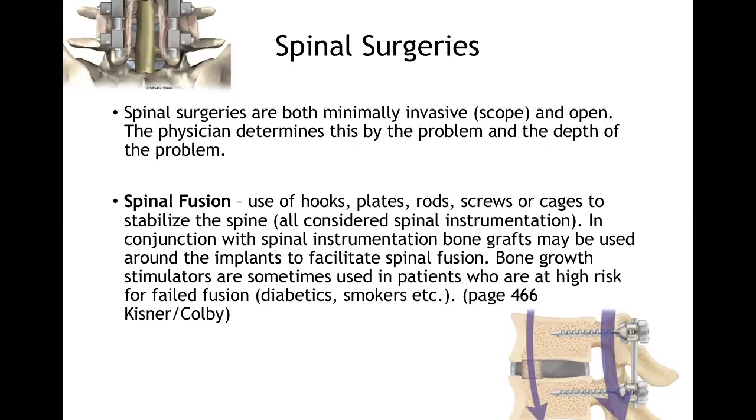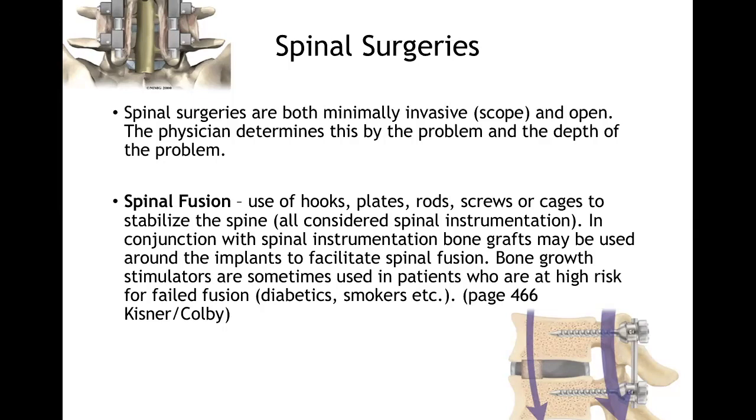So the physician really is the one that determines what technique they're going to use, whether it be an arthroscope or an open procedure, based off of the patient's pathology and the extent of the problem. Spinal fusion is fusing of the spine by using those hooks, plates, rods, screws, or cages. As you see here, this will be a cage, in order to fuse the spine to stabilize it.